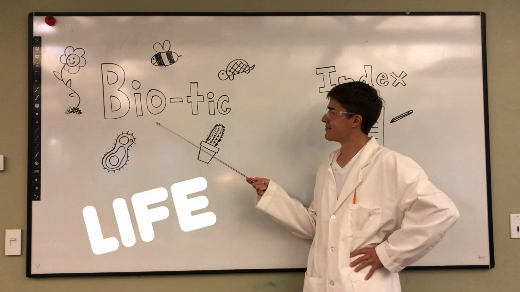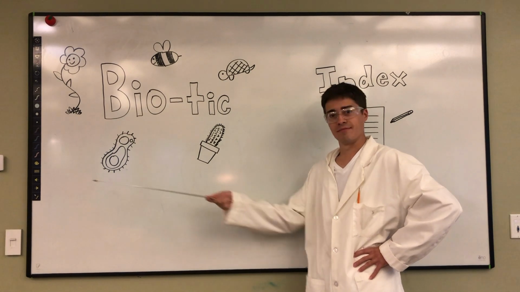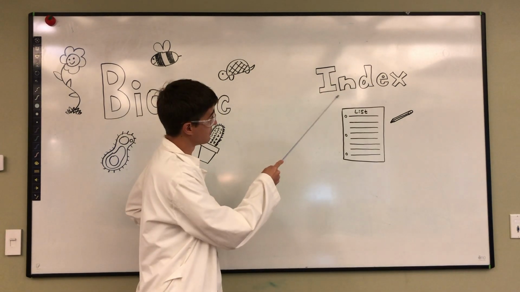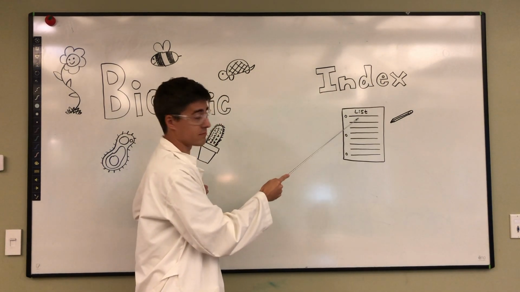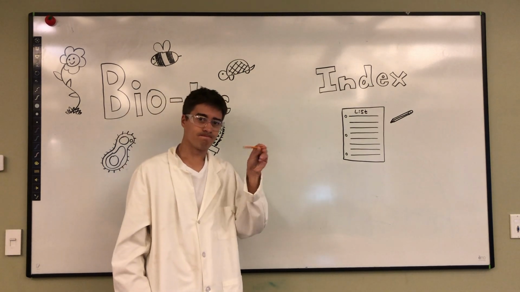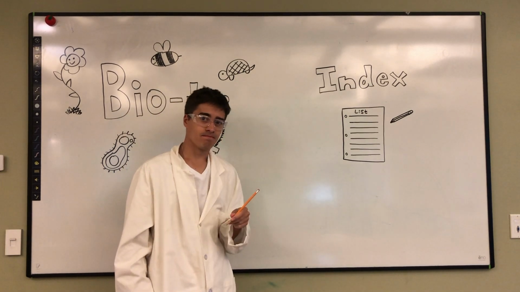Bio is Greek for life, so biotic is pertaining to life. Indexing is making a list or a record of something. So we're going to be recording the life of MNP's wetlands.